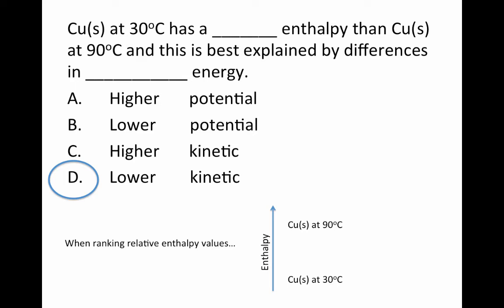So the copper solid at 30 degrees has the lower enthalpy, and that's best explained by the kinetic energy. When we went from 30 degrees to 90 degrees, the kinetic energy was increasing. Potential energy probably stayed about the same.